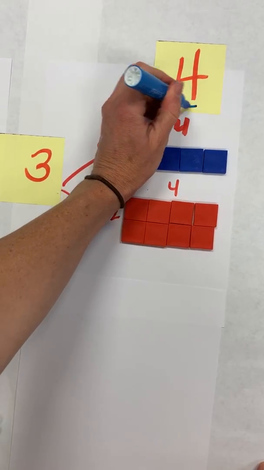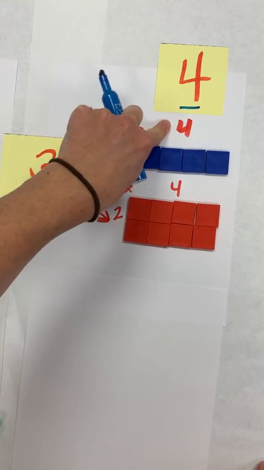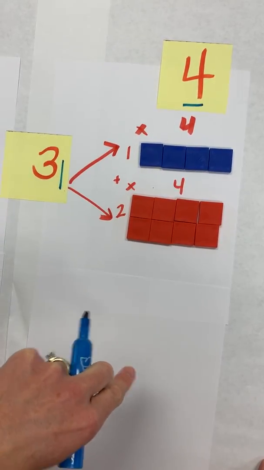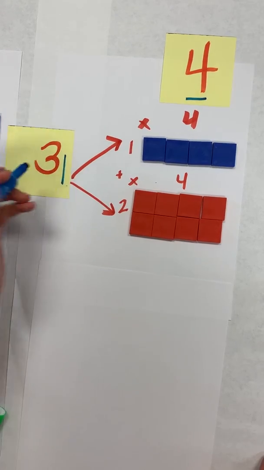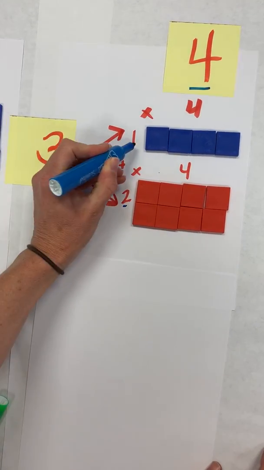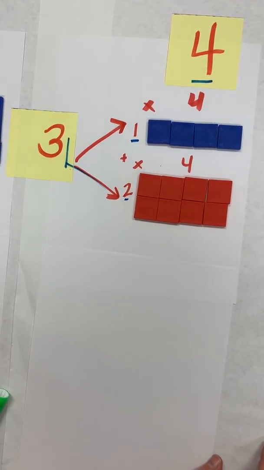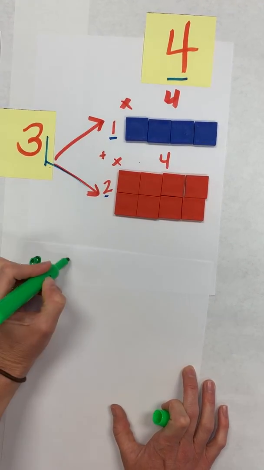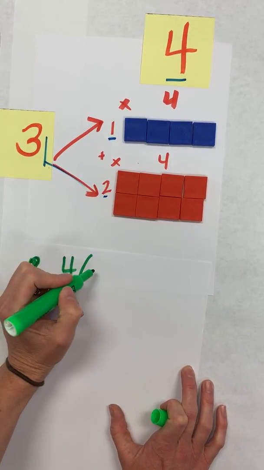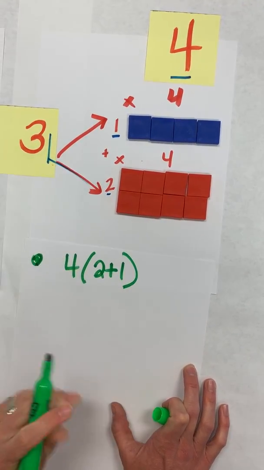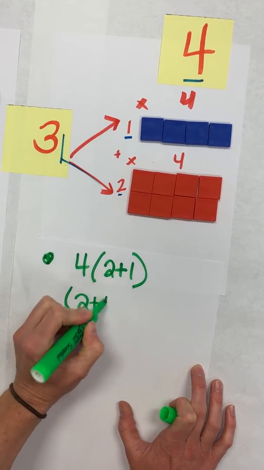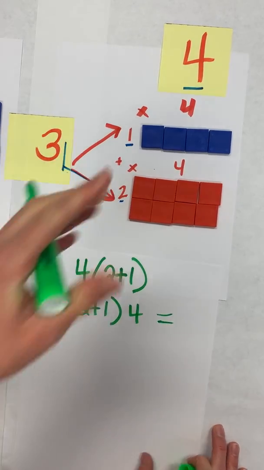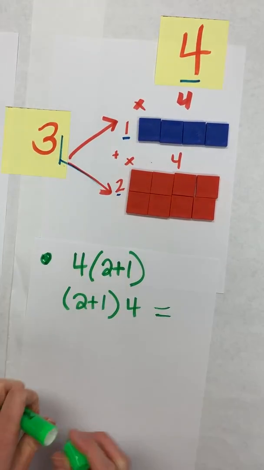that one of these factors was decomposed. This factor was not decomposed because the 4 was a dimension in both rectangles. This factor, however, was decomposed into a 2 plus a 1. So again, if we look back at the properties of distributive property, we know that 4 was multiplied by 2 plus 1. I could have also written it this way, 2 plus 1 multiplied by 4. Those are the same thing.